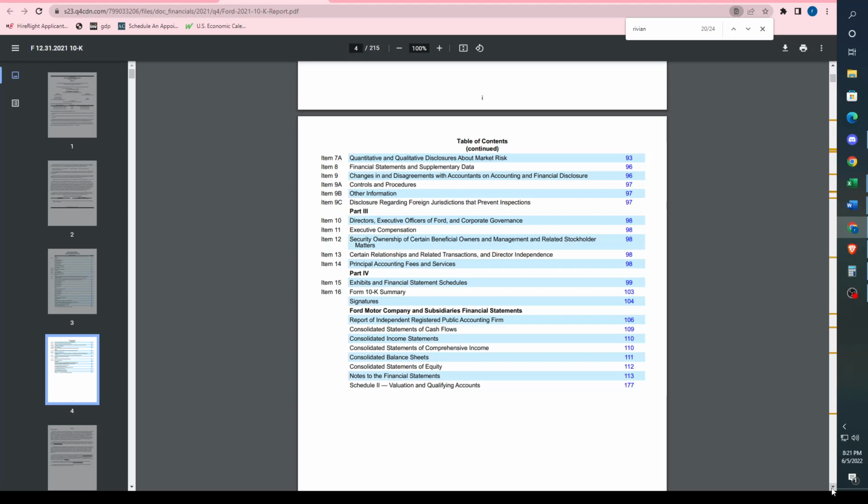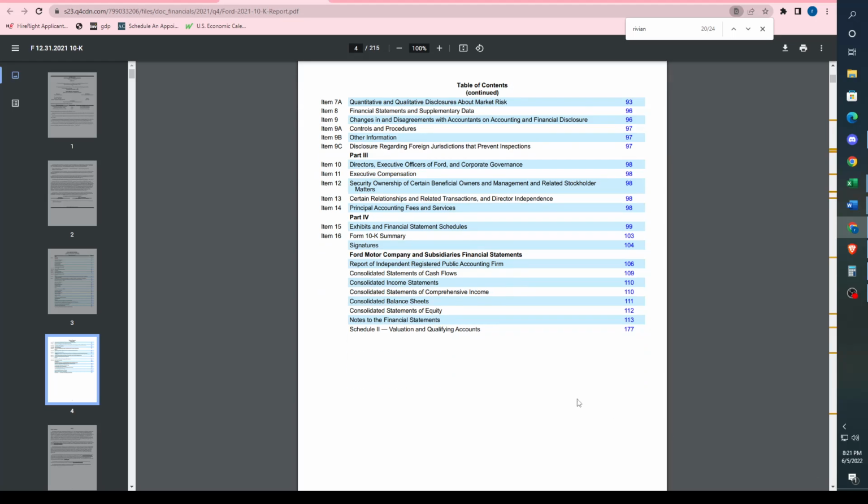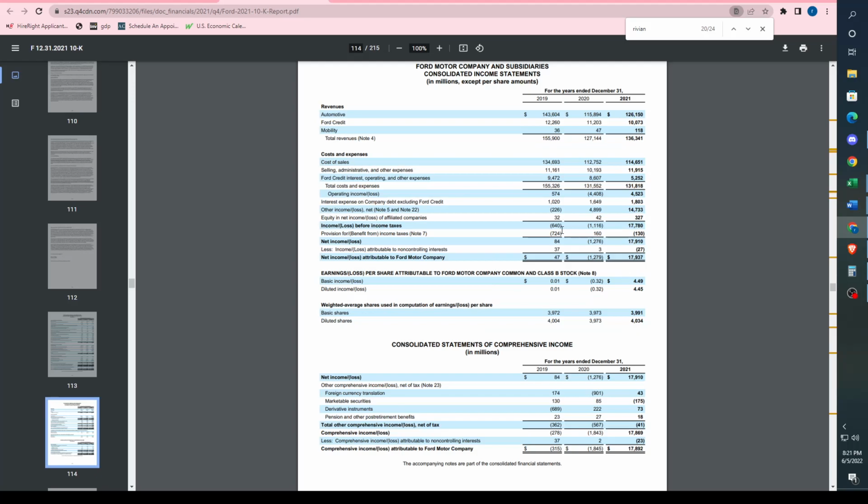On this table of contents, I want to look up consolidated income statements. It tells me right here it is on page 110. Now they give me 3 years of information, so I can look for where the major discrepancy is that is causing that massive earnings per share. I'm going to go through every single line item here. Nothing big there or there.